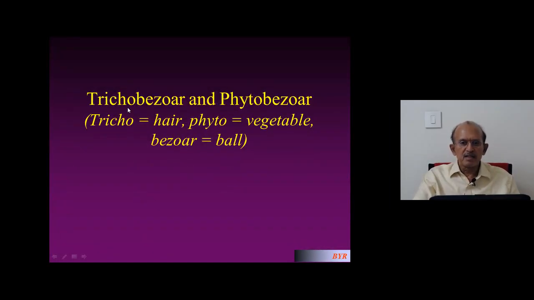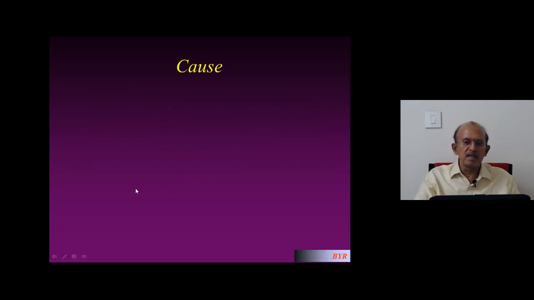The next condition is trichobezoar and phytobezoar. Trichobezoar means it is a ball of hair. Phytobezoar means it is a ball of vegetables. So a ball of hair or a ball of vegetables occurs in the stomach.